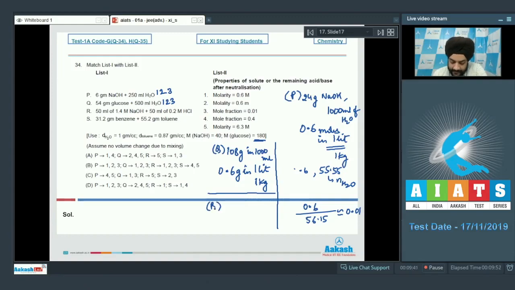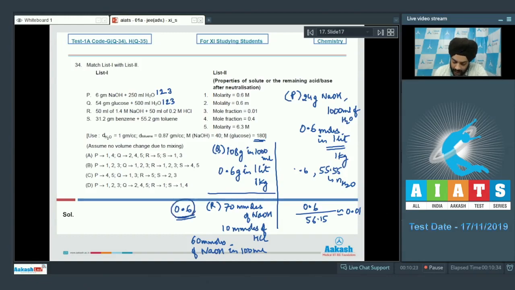Option R. We have 50 ml of 1.4 molar NaOH. So we have 70 millimoles of NaOH. And if we talk about HCl, students, we have 10 millimoles of HCl. Okay. So we can clearly see that there are 60 millimoles of NaOH present in 100 ml. Okay. So the molarity will again come out to be equal to 0.6, students.